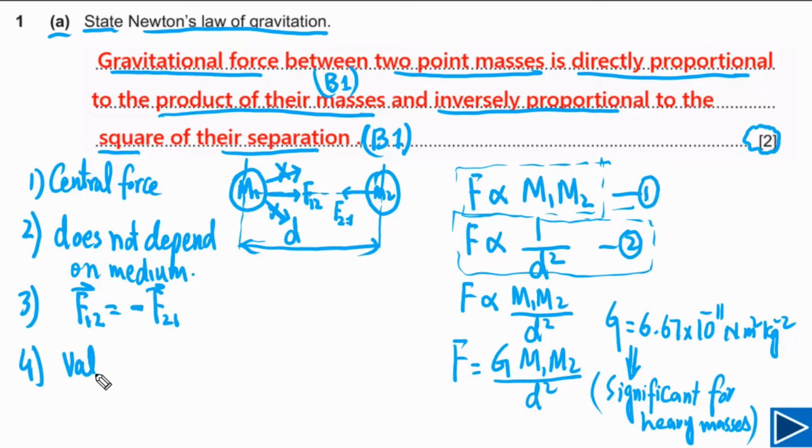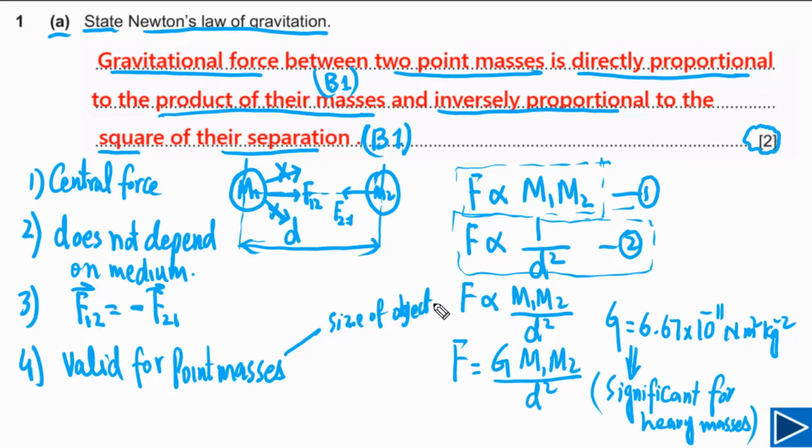This is also a very important point we need to understand. Newton's law of gravitation is only valid for point masses. So the size of the object has to be very small. The point masses simply means that the size of the object is very small, so we can treat it as a point mass.